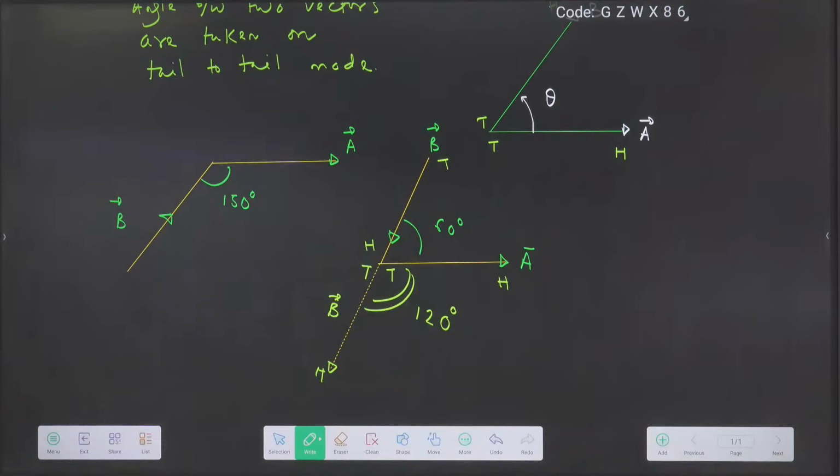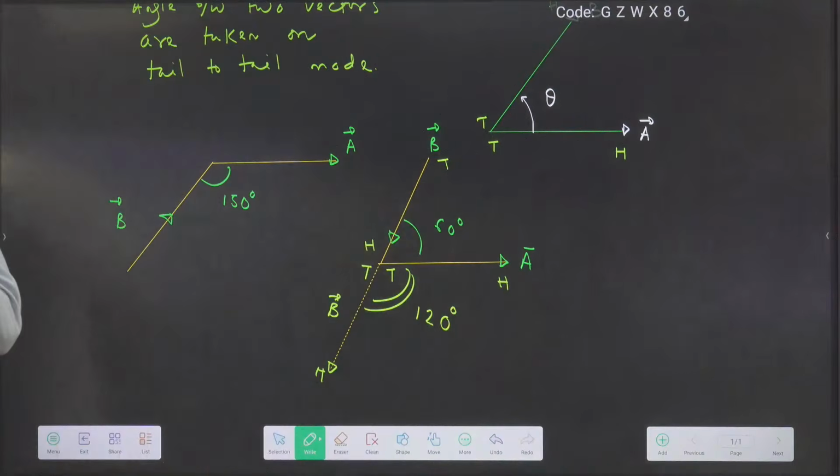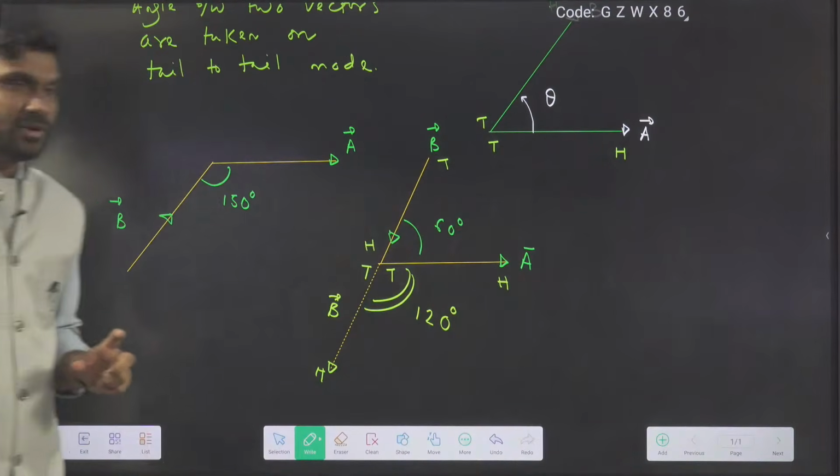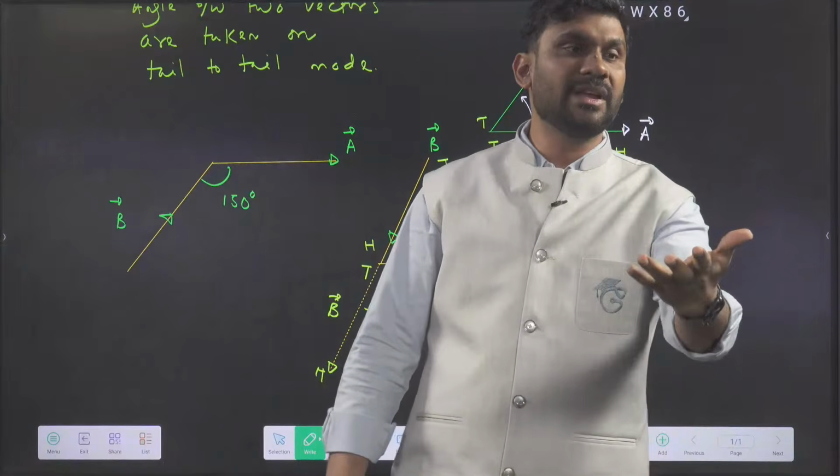Concept clear? So whenever you see the cases where head and tail are meeting, what you have to do is parallelly shift the vector. Parallelly vector ko shift kar do. You will get the answer.